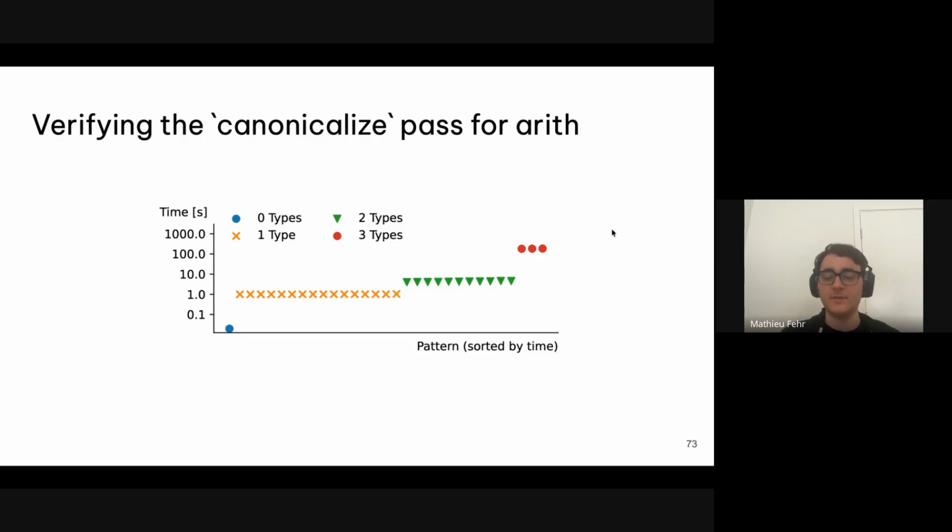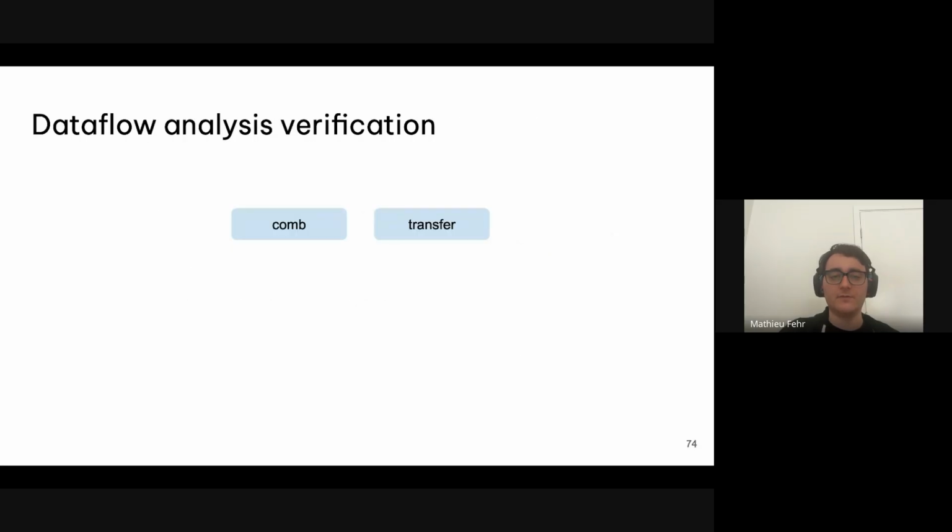In particular, that means that the arith canonicalize pass will always be correct and have no miscompilation, because we proved that it's correct on all inputs, up to 64 bits, of course. So that was the second tool, proving PDL rewrites. Lastly, the third tool we have is data flow analysis verification.